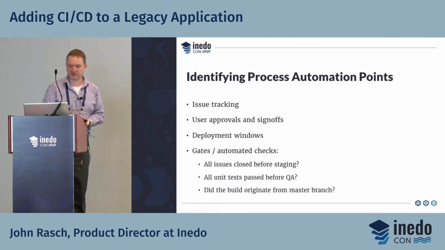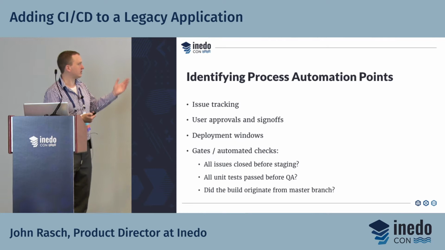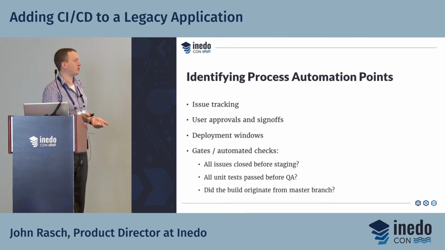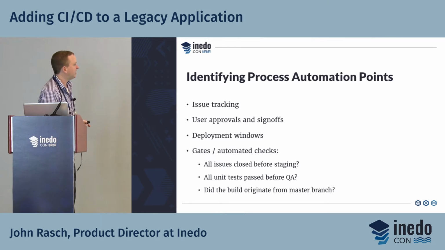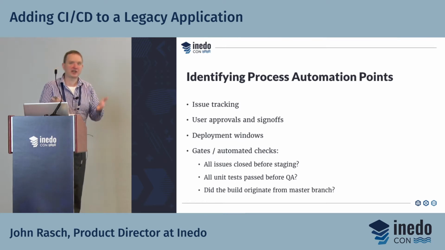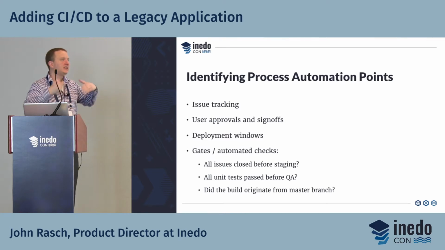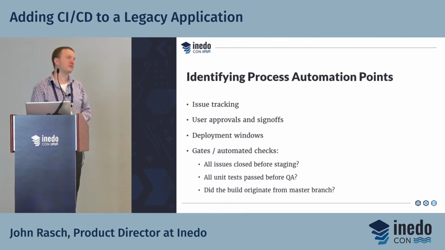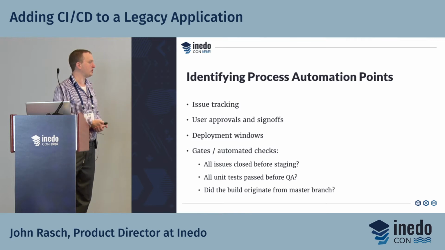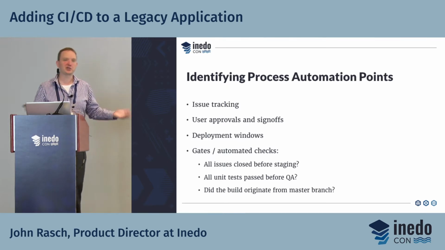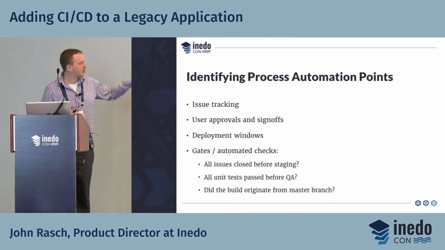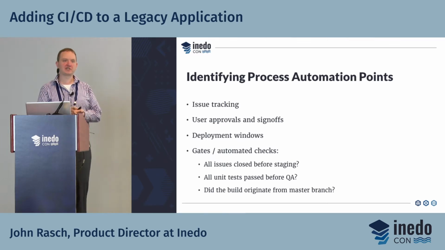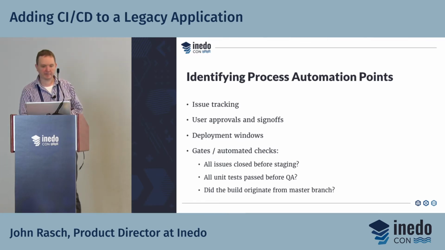And with that comes gates and automated checks, including things such as all issues are closed before going to staging. All unit tests are passed before going to QA, because maybe sometimes you don't care that that one unit test failed or something, but maybe you do. Did the build originate from master branch? With the introduction more recently of Git flow, you don't want a dev branch going all the way to production or something like that. So you can make sure to put that directly into your automated CI/CD process to avoid it.